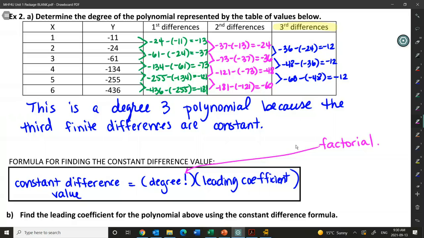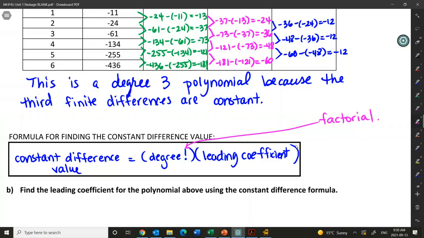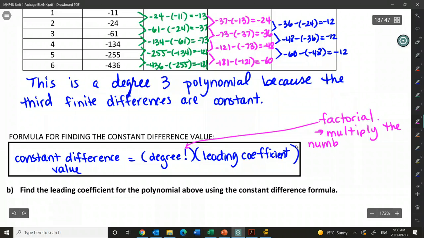you get to 1. So if I have something like 5 factorial, it means 5 times 4 times 3 times 2 times 1. Okay? So factorial: multiply the number by every whole number below it until you get to 1.